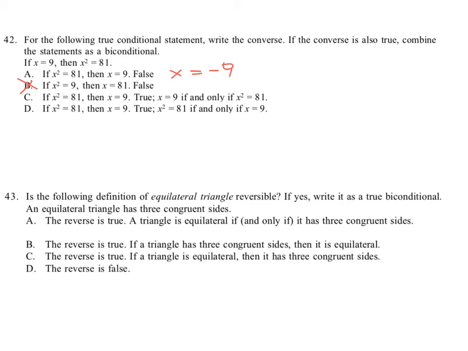Okay, now, number 43. Is the following definition of equilateral triangle reversible? If it's reversible, that means that we can swap the hypothesis and conclusion and write it as a biconditional. An equilateral triangle has three congruent sides. So we could say that if a triangle is equilateral, then that triangle has three congruent sides. Can we reverse that? If a triangle has three congruent sides, then it's an equilateral triangle. Yeah, that's what equilateral means. That's the definition of it. So if it has three congruent sides, it's equilateral.